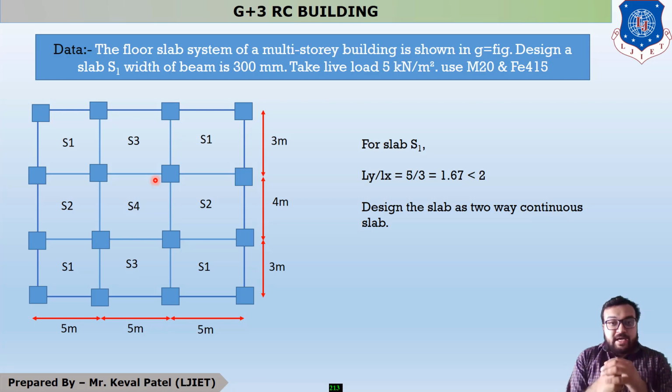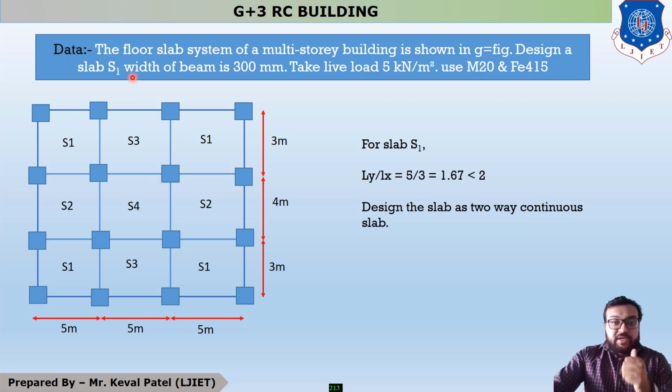All the differences start from step number 4. Step number 1 is to find the effective depth. Step number 2 is to find the effective span, which is found from pages 34 and 35. Our third step is load calculation. So students, steps 1, 2 and 3 remain the same in this example also.